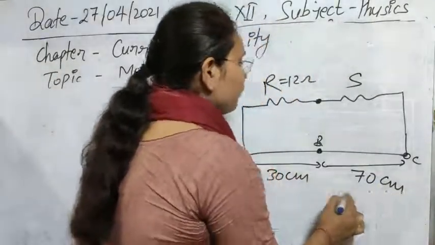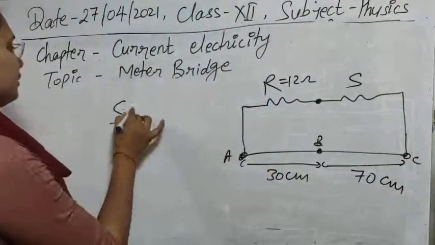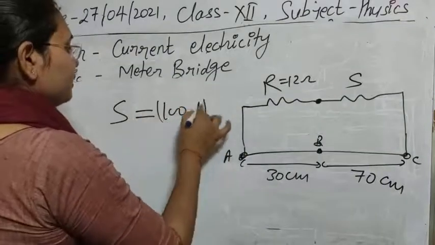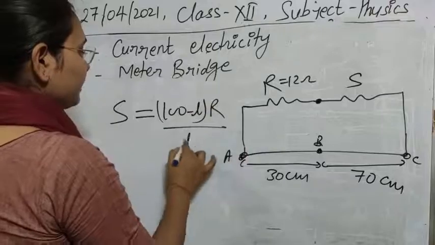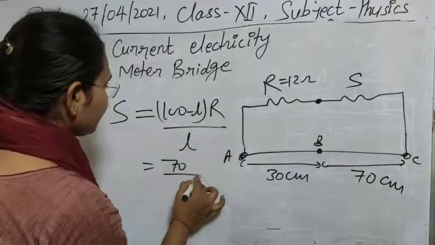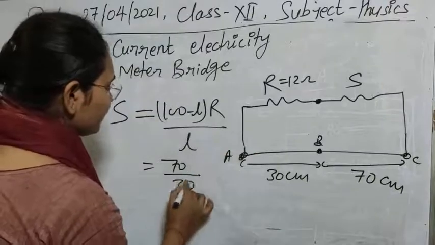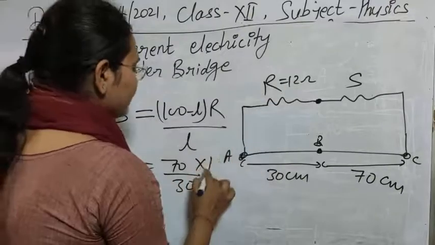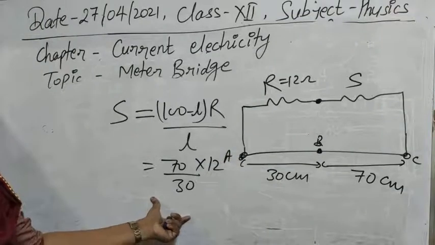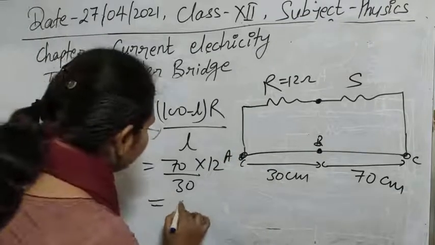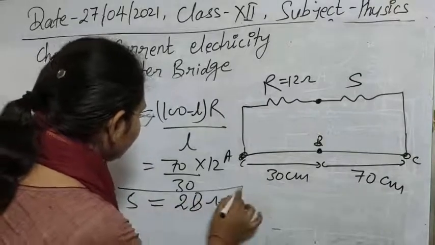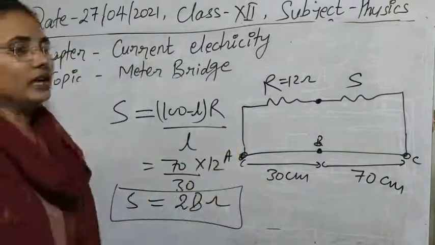Now let's use the formula that we have written before. The formula is S equals (100 minus L) R divided by L. So 100 minus L, its value is 70. Small L, its value is 30, and the value of R is given, that is 12. If you solve this, the value obtained is 28 ohm. So S can be easily calculated if such kind of values are given.